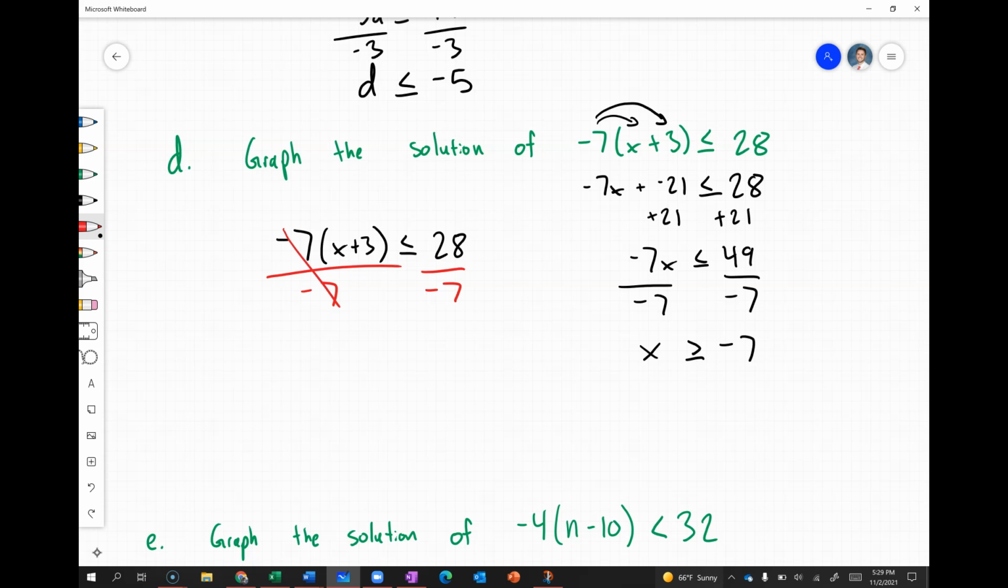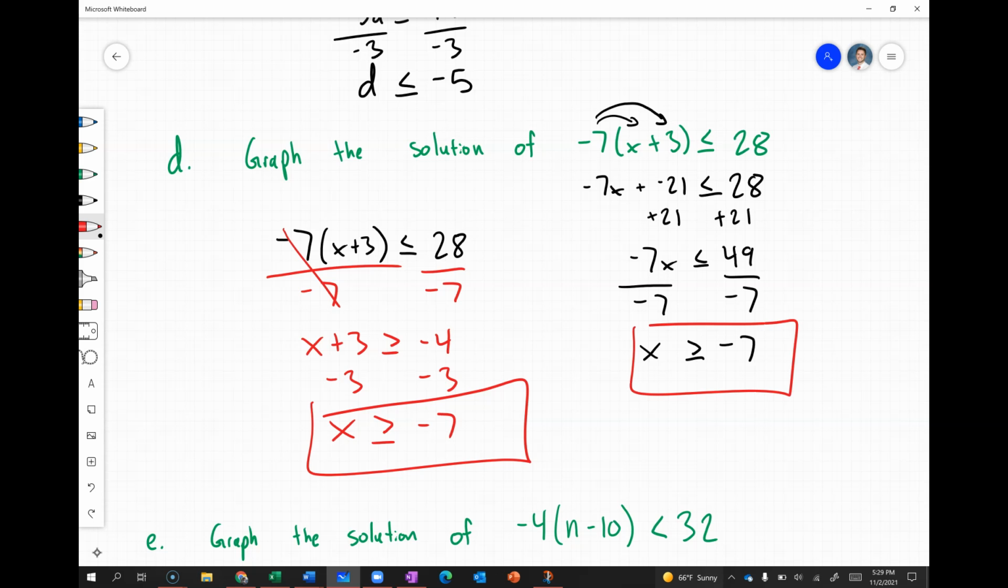That would leave us simply with x plus 3. Again, we multiplied by a negative, so we change the direction. X plus 3 is greater than or equal to -4. And then we would subtract 3 from both sides, and we would get x is greater than or equal to -7. So you'll notice either of those ways works, and we get the same solution.